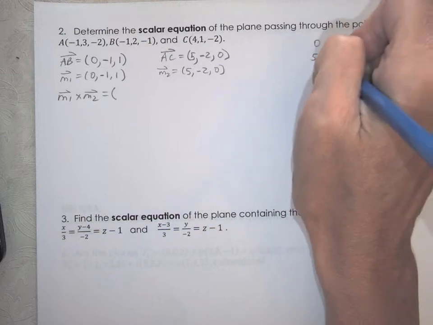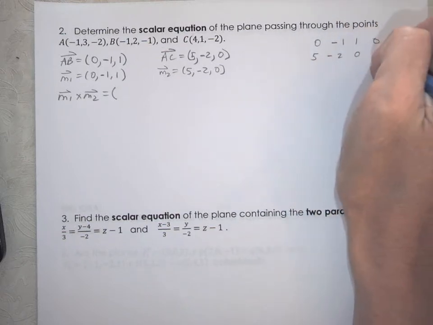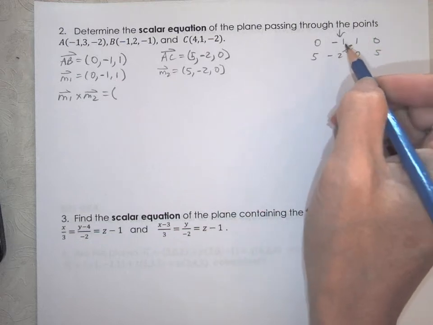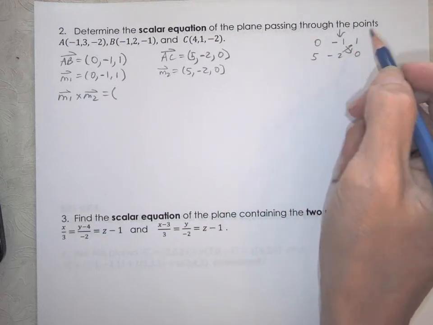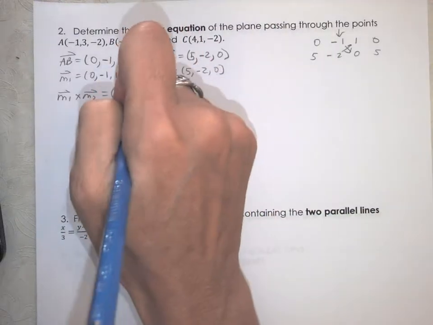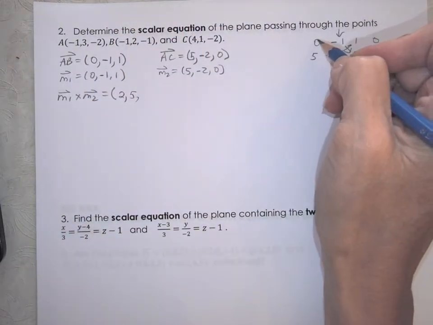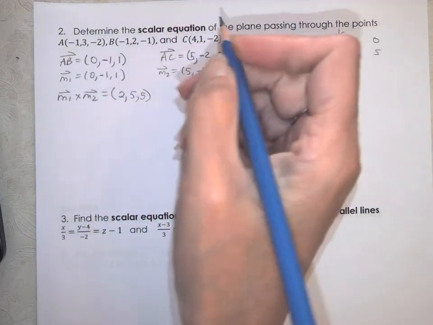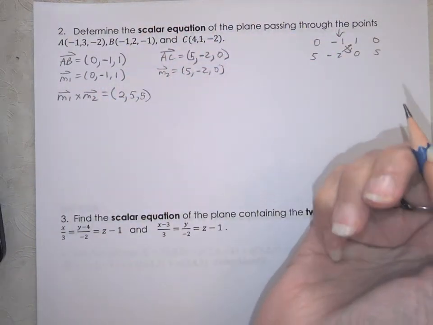So we're doing the cross product. Starting here, downward minus upward. So that's going to be 0, subtract negative 2, which is positive 2. 5, subtract 0. And 0, subtract negative 5, which is positive 5. So that's going to be our normal, 2, 5, 5.